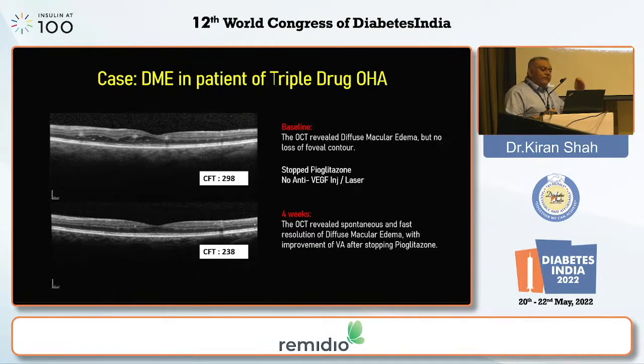Whenever a physician makes it twice a day or 3 times a day, BD or TDS, indirectly the glitazone becomes 30 milligrams and 45 milligrams respectively, and that's when you risk your patients developing diabetic macular edema. So you need to understand even the medical history of this particular patient. It's not just the retina, you have to figure out if this patient is on a glitazone. Here, no anti-VEGF was given, no laser was given, it's just that the drug was withdrawn. And you can see 4 weeks down the line, there is spontaneous and fast resolution of diabetic macular edema, and the visual acuity improved after stopping the glitazone.